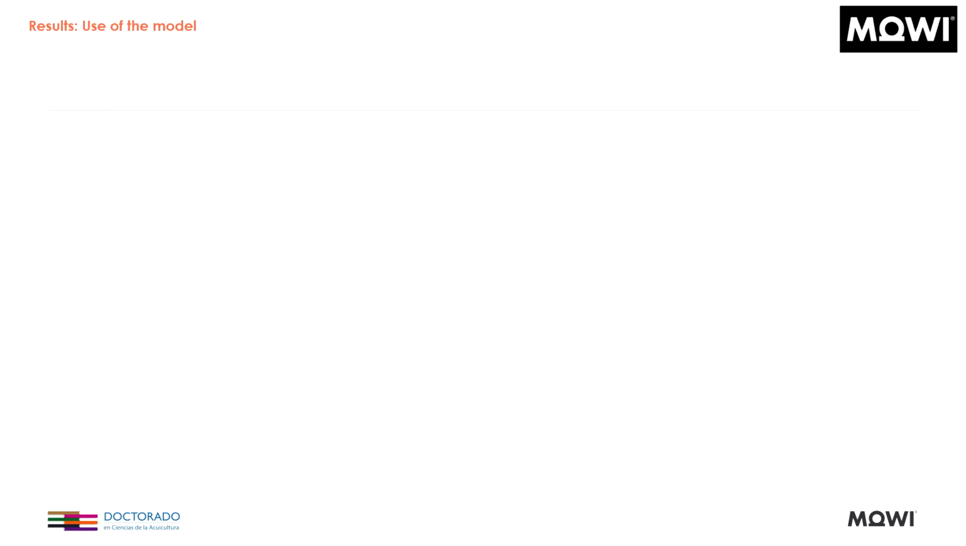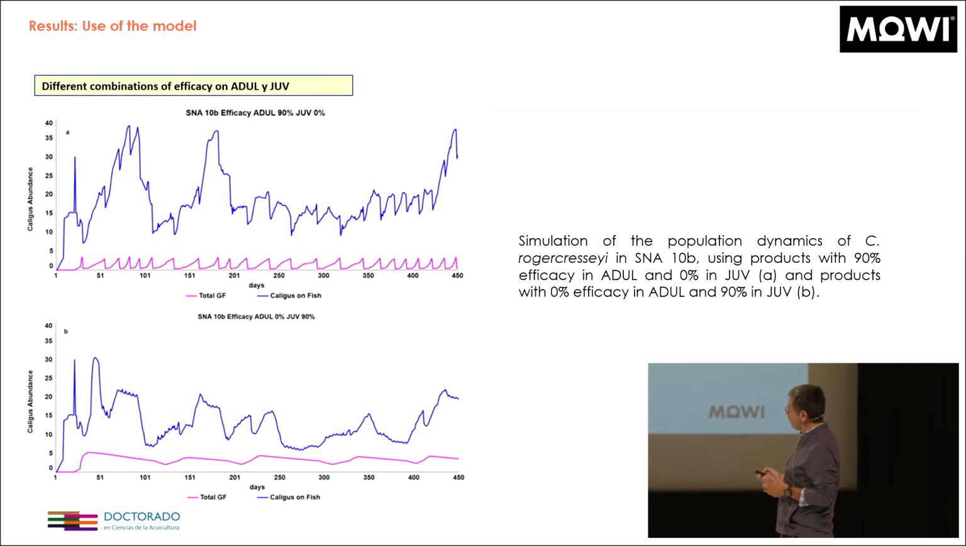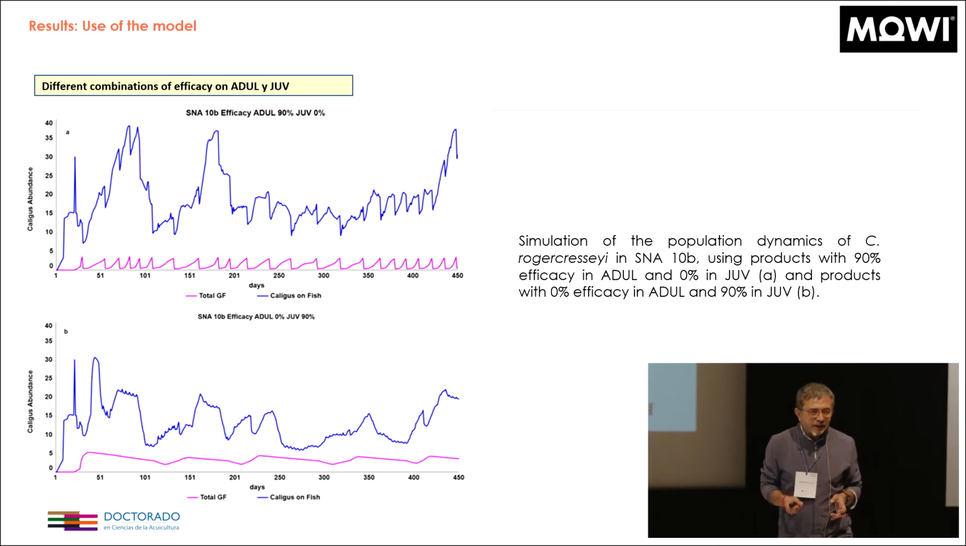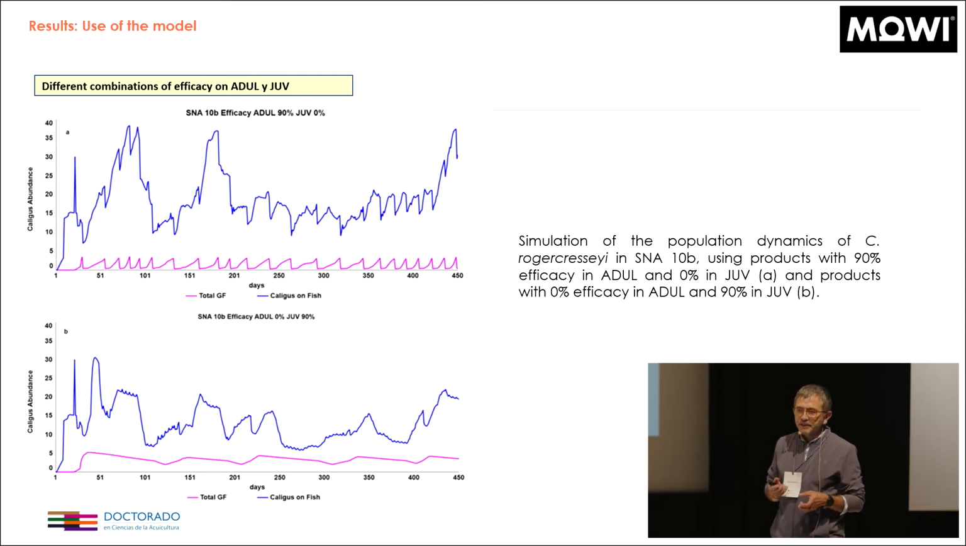Regarding the results, the use of the model, for example, here I worked with different combinations of efficacy on adult and juvenile, using an efficacy of 90% on adult and 0% efficacy in juveniles. And in the opposite way, I use 0% efficacy on adult and 90% efficacy in juvenile. The product is not relevant, but it's important. The main message is that the model can be useful for applying different strategies.